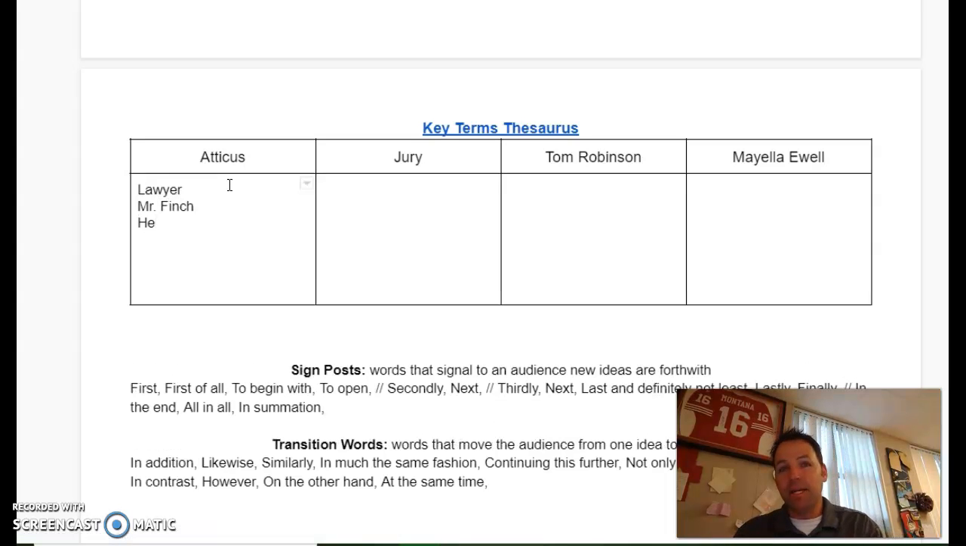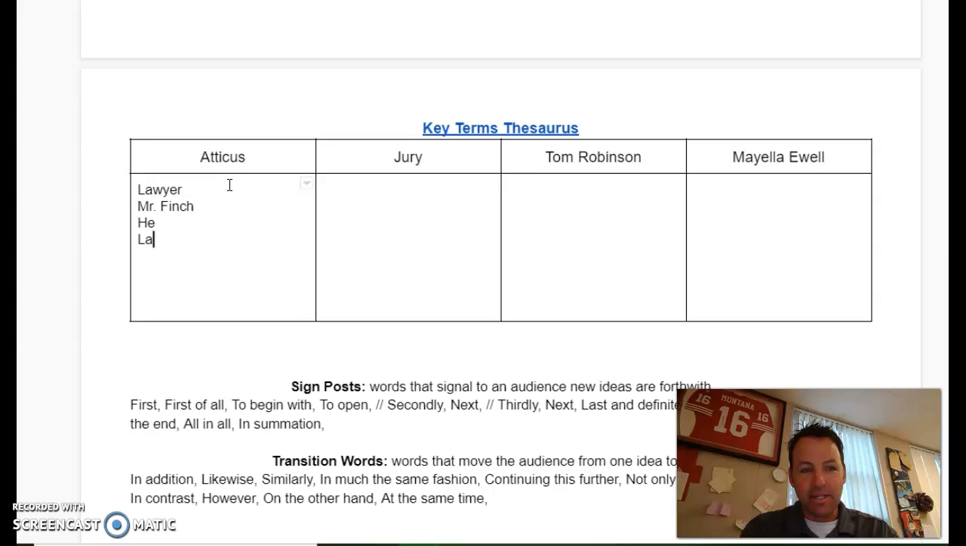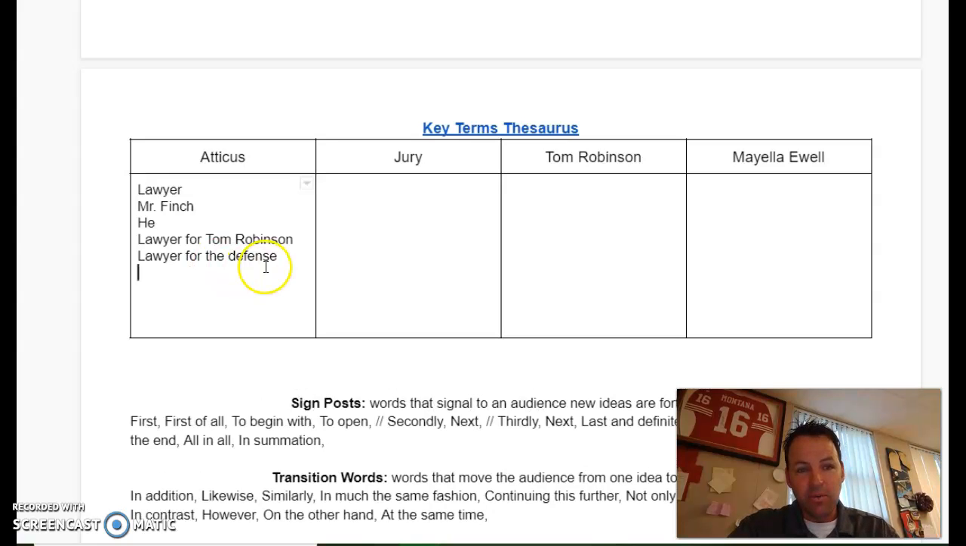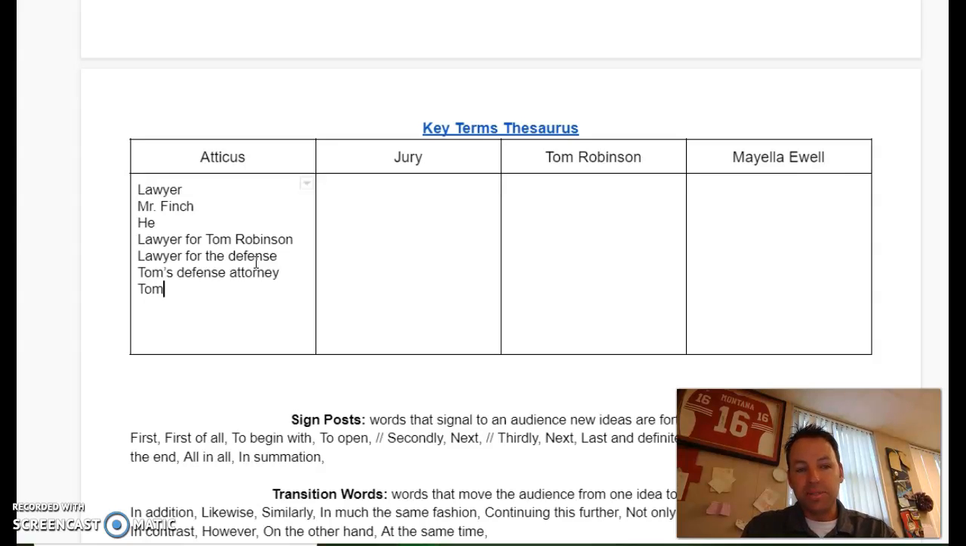Let's not forget the basics, right? The pronoun he in referring to Mr. Finch, the lawyer for Tom Robinson. Let's put that down. So he is a lawyer for Tom Robinson. And when we do that lawyer for thing, we can also take a look at some further ways of explaining his position in this courtroom as a lawyer for the defense. Speaking of defense, we can call him Tom's defense. We can even refer to him as Mr. Robinson's advocate.